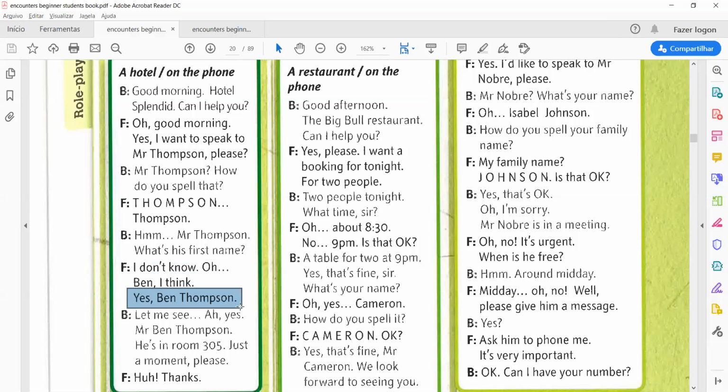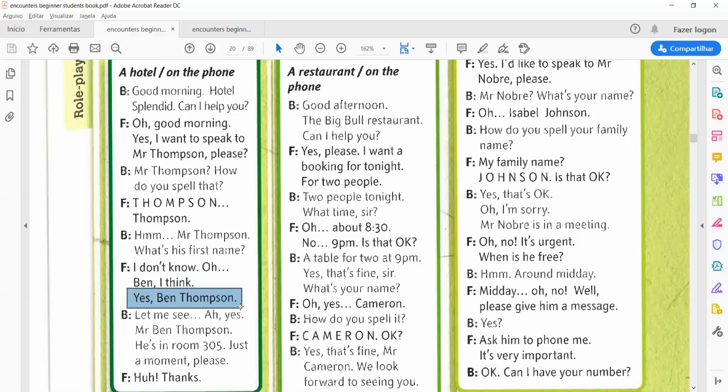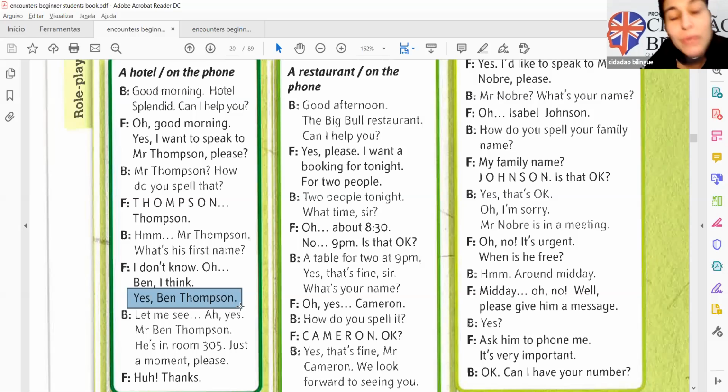Desculpa, pode repetir? Thompson. Thompson. Okay. Anderson, please continue.